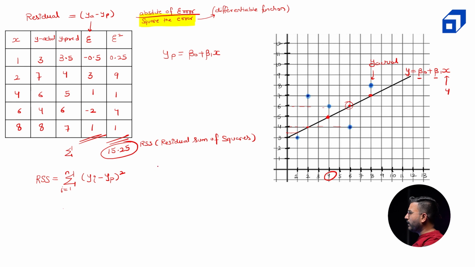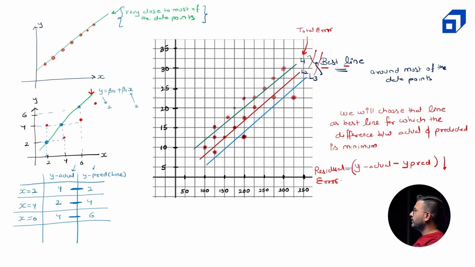So I can rewrite my RSS as the summation of i equal to 1 to n of (yi minus (beta naught plus beta 1 of x)) whole squared. And this equation is known as RSS. Now let's go back to the previous slide, and here let's talk about the same idea, how to choose the best fit line.